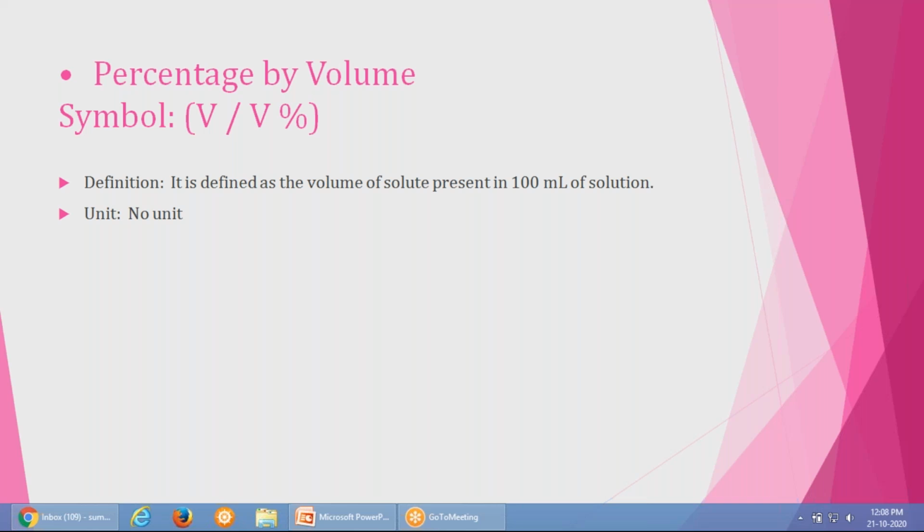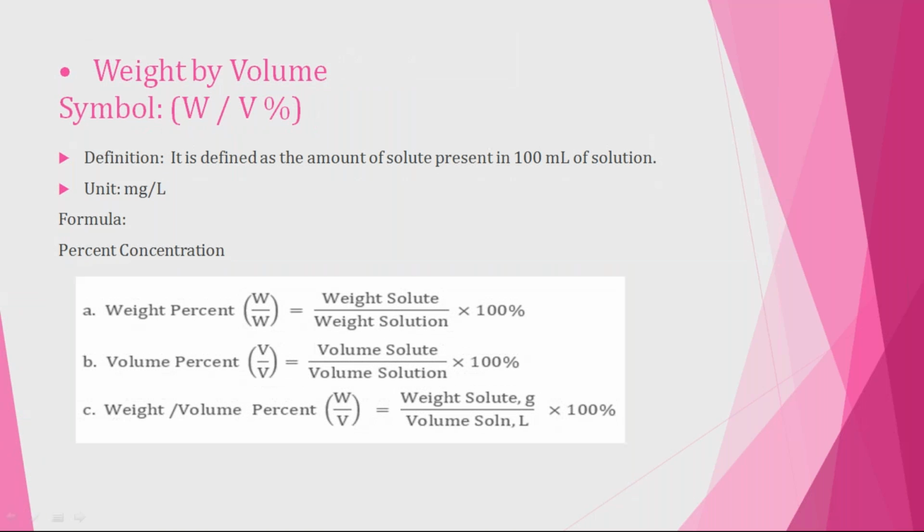So the formula is volume percent is equal to volume solute divided by volume solution into 100. So volume solute is 50 divided by volume solution is how much? No, it is 350. Solution is solute plus solvent. So volume solvent it is given 300. Solution is 300 plus 50, 350 ml. So it will be 50 divided by 350 into 100. So how much it will be?